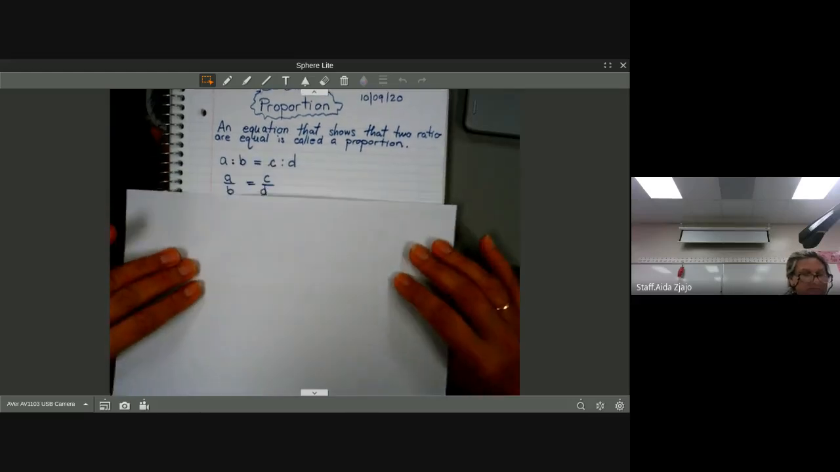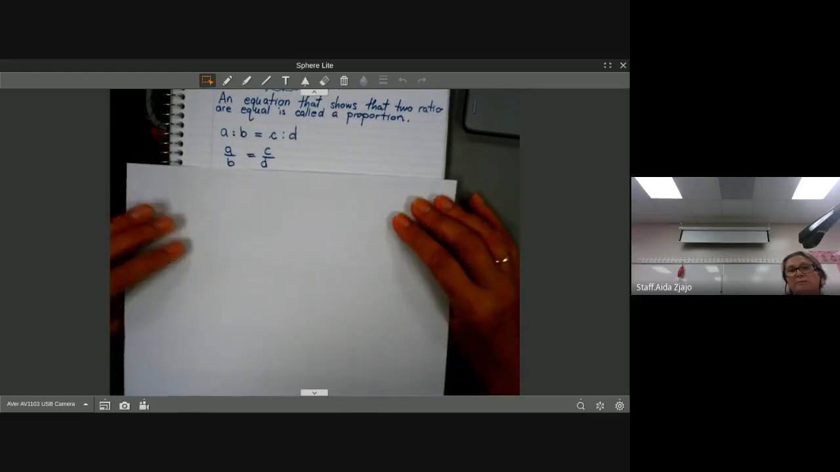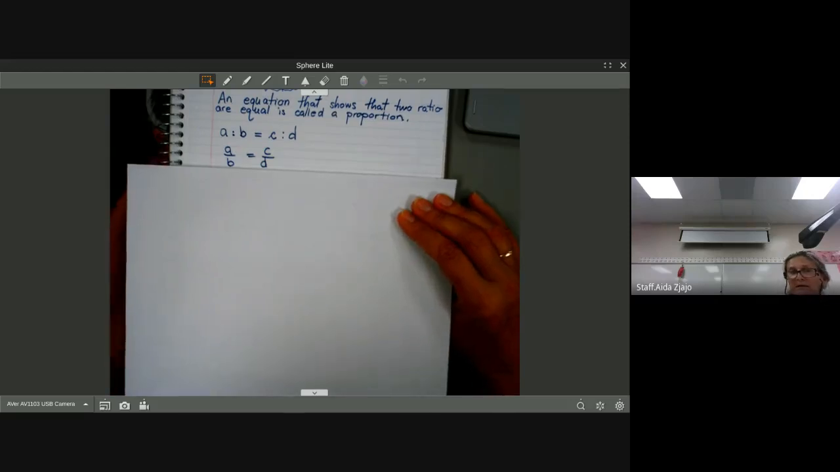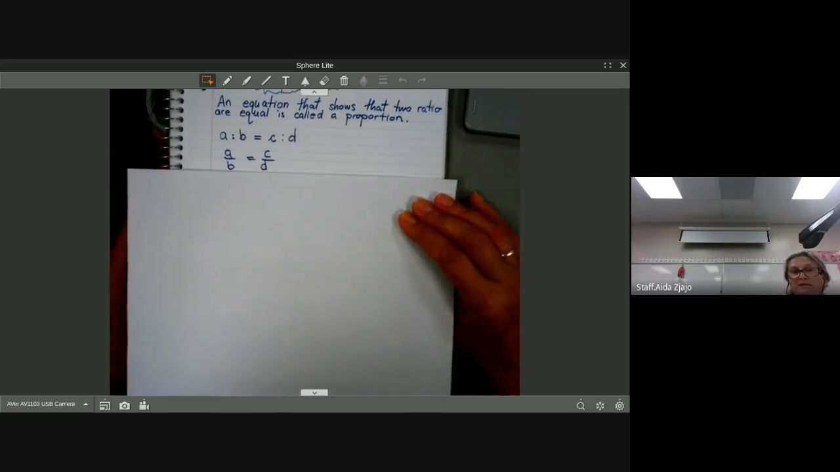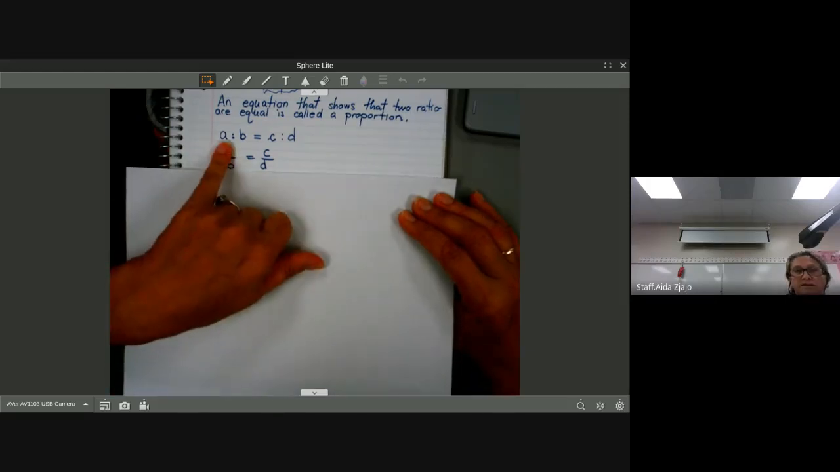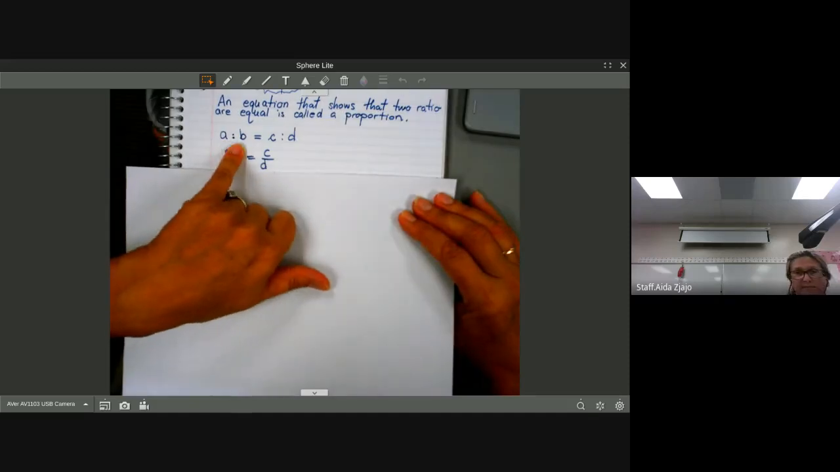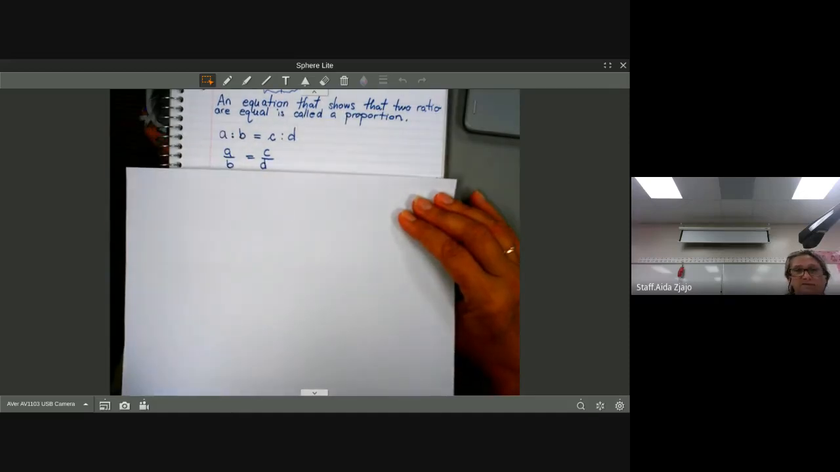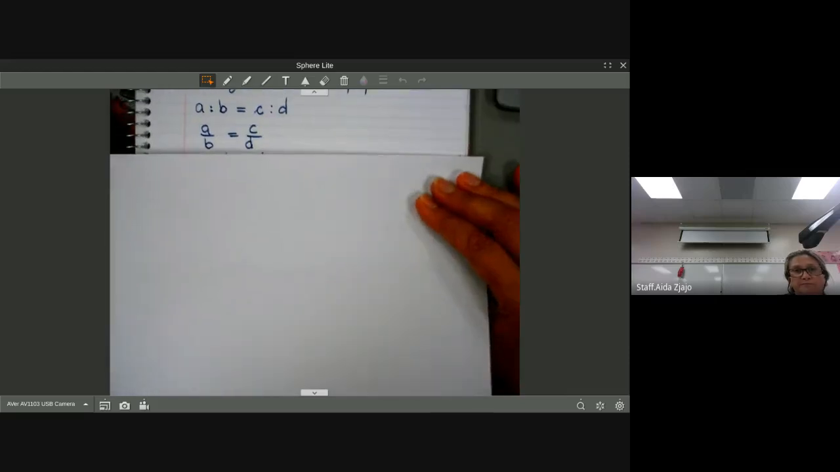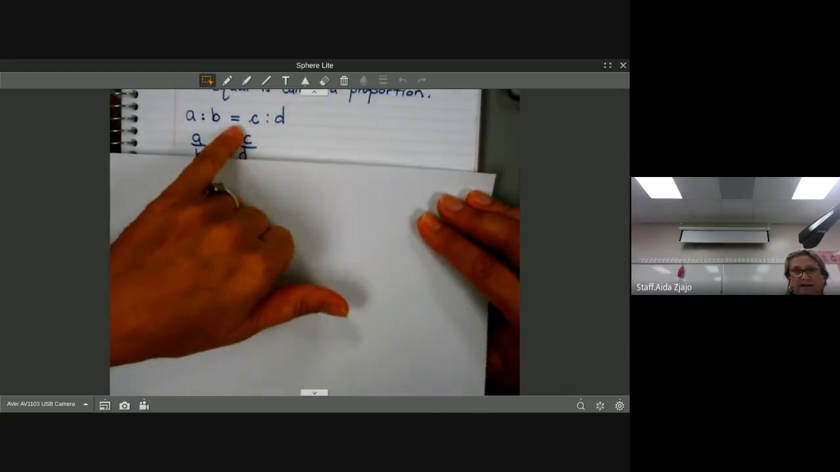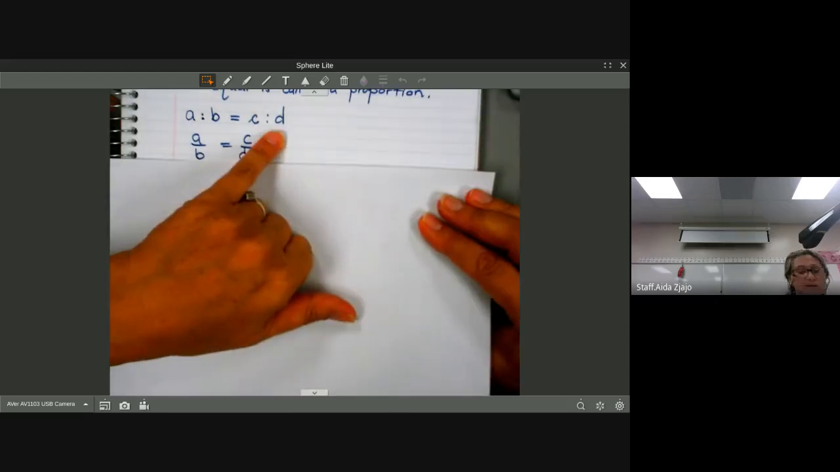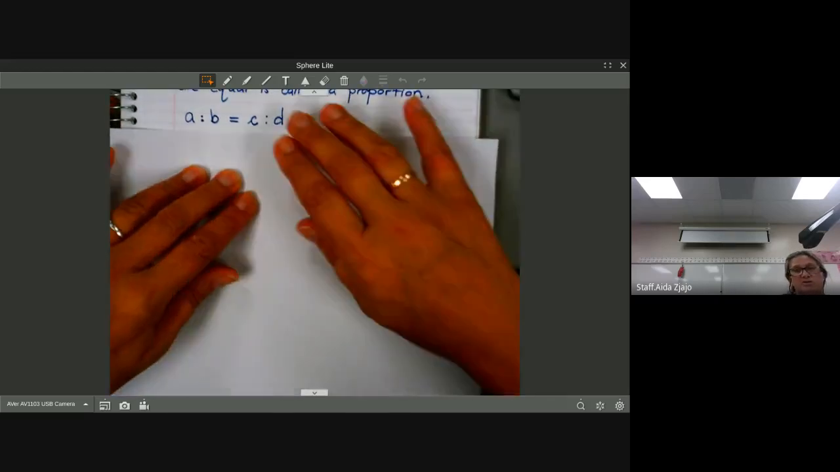Instead of numbers, we can use letters. Remember, sixth grade needs to know variables, and a variable could be any number. Variables are letters that we use instead of numbers to show formulas or something that you can use. So we can read this as A to B proportions. When we read it, we say A to B is the same as C to D. That's how we can read a proportion.